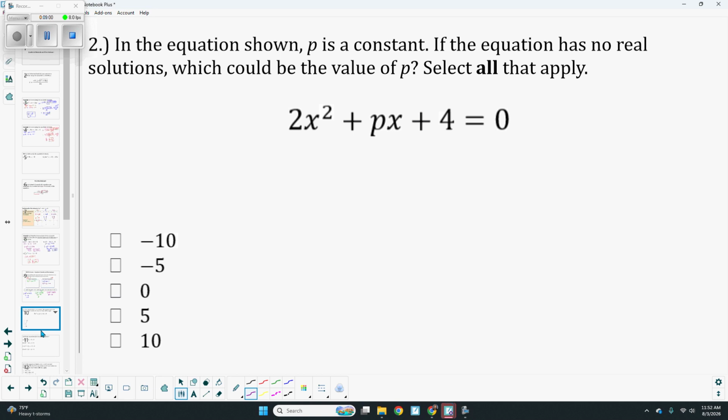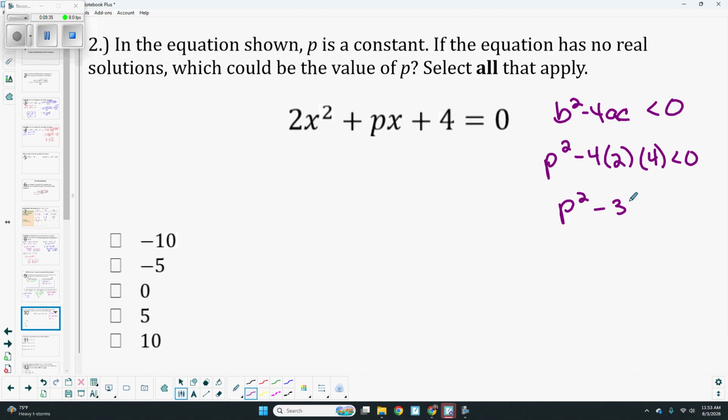Right, in the equation shown, P is a constant. If the equation has no real solutions, which could be the value of P, select all that apply. So we know if it's going to have no real solutions, the discriminant, B squared minus 4AC, would have to be negative. It would have to be less than 0. So we're going to take this, and I'm going to plug in my B, which is now P. My A is 2. My C is 4. So P squared minus 32 is less than 0. If I add the 32, P squared is less than 32.